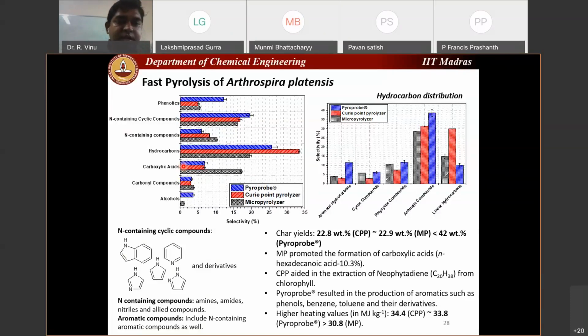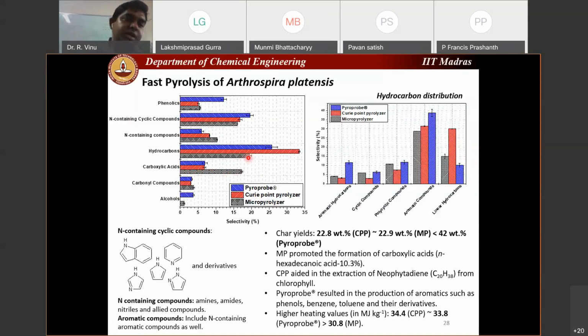So this is an indicator of the primary pyrolysis product from the algae. Okay, so this clearly shows, at least partially, that in a Frontier micropyrolyzer the secondary reactions are significantly inhibited. Okay, coming to the hydrocarbons, you can see that hydrocarbons are again cracked products.